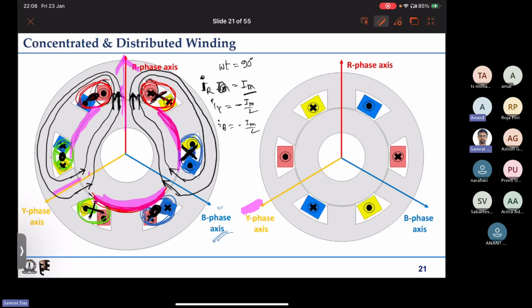No, we cannot have the same, because we need to have the R phase axis, Y phase axis, and B phase axis 120 degrees phase shifted. That is the basic need. We have to have that. Otherwise we will not have a rotating magnetic field. So in this case also, hypothetical cases we can always discuss, but that will not produce a rotating magnetic field.